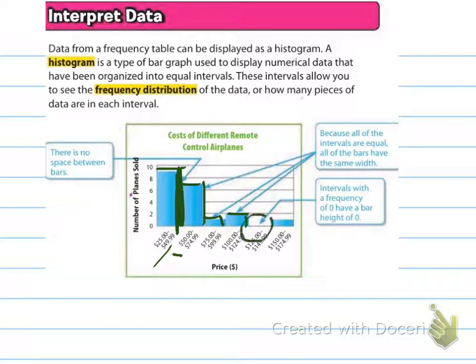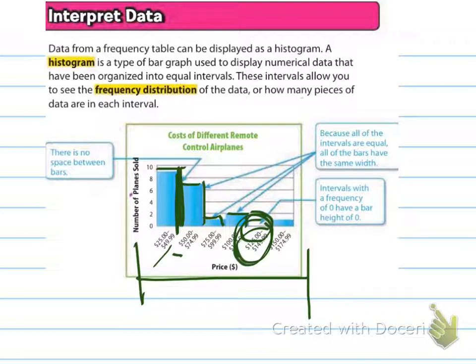Then we've got a space here, and notice that we didn't just leave out this price range because it didn't have any planes sold there. We still have to represent that price range so that we can say, okay, we've got ranges from $25 to $174.99. In this price range, we didn't have anybody with remote control airplanes.